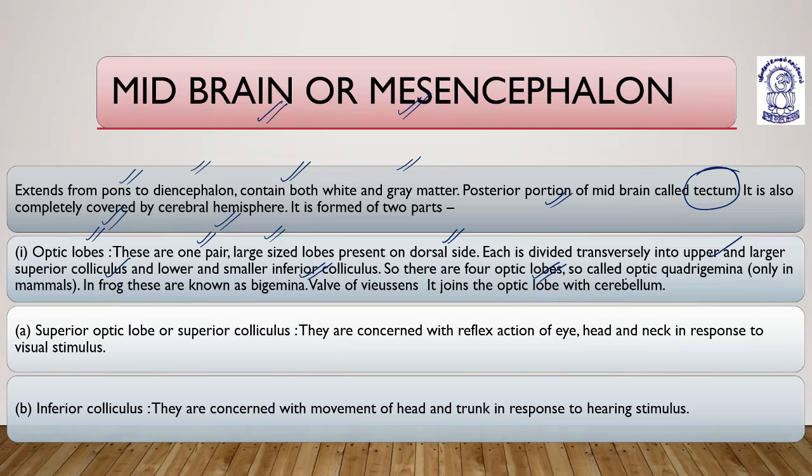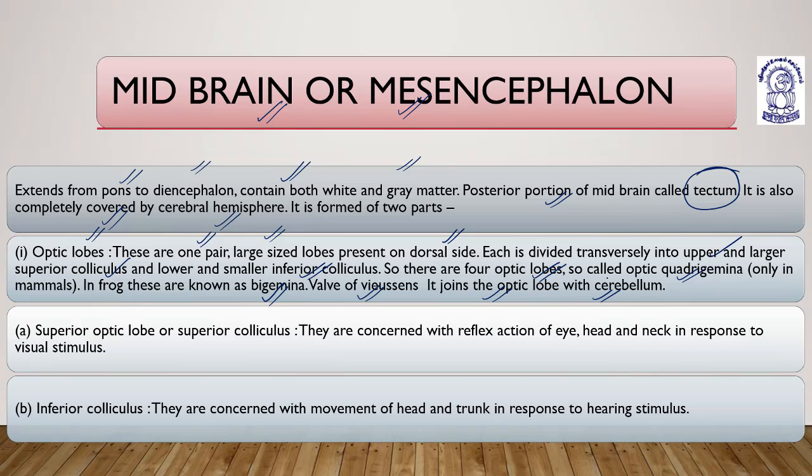So there are four optic lobes, so-called optic quadrigemina: two superior and two inferior. The superior ones are larger and the inferior ones are smaller. This is only in mammals. In frog, these are known as bigemina, as they have only two lobes. The valve of Vieussens joins the optic lobe with the cerebellum.